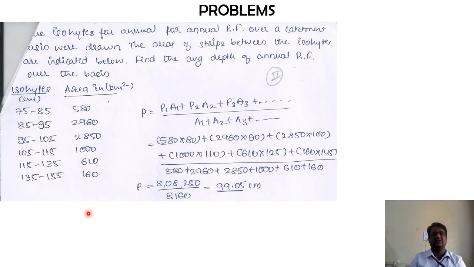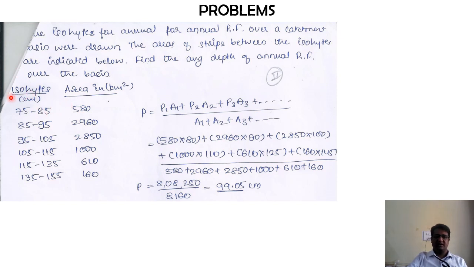Okay, so this is the third problem that we are solving on the isohyetal method. Here again the representation is different, but it is similar to our first problem. So again, first we'll read it out and then we'll go for the solution. The isohyets for annual rainfall over a catchment basin were drawn. The areas of the strips between the isohyets are indicated below. Find the average depth of annual rainfall over the basin.